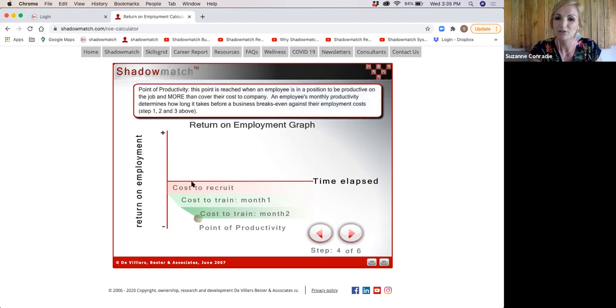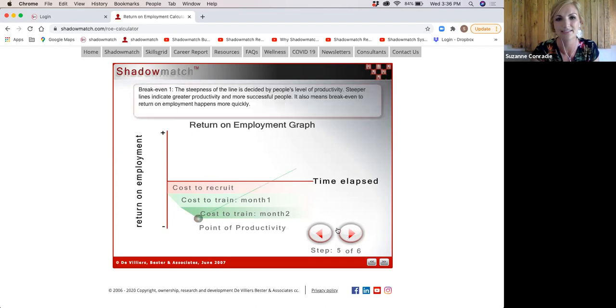And there we go. Once we've trained the individual to the point where they are productive, where they know the ropes, they're comfortable and they can actually do what we brought them in to do, we reach a point of productivity. The individual can now start producing and we're going to start climbing. But remember, ladies and gentlemen, we went into the minus, and only at this point does productivity start. So we want to get to this line as quickly as possible for that return on employment. The next thing is, when is the break-even point?